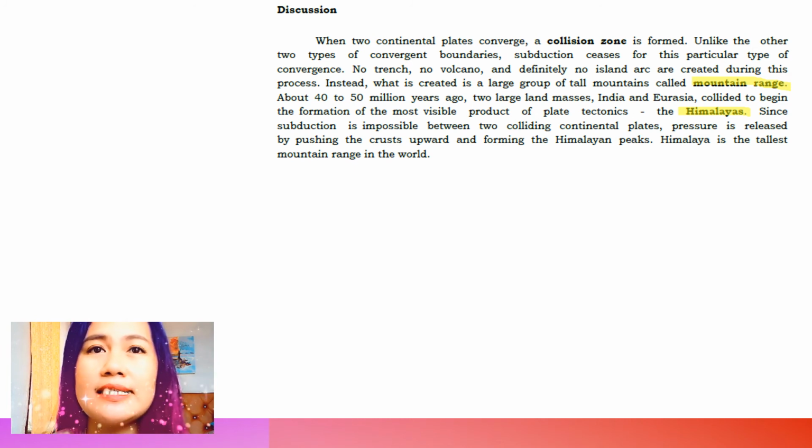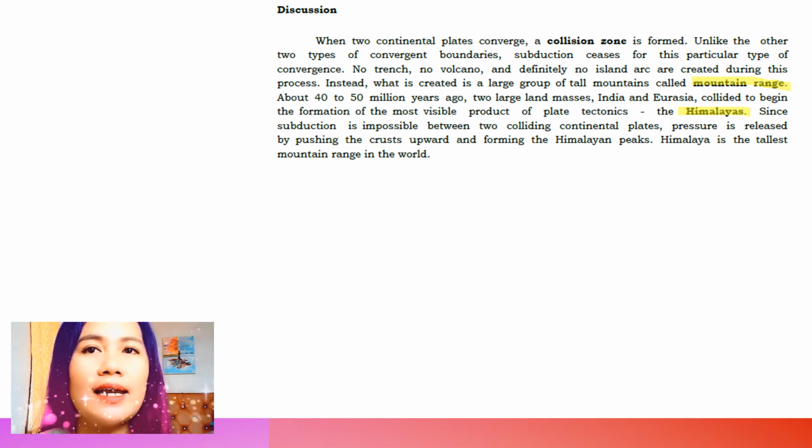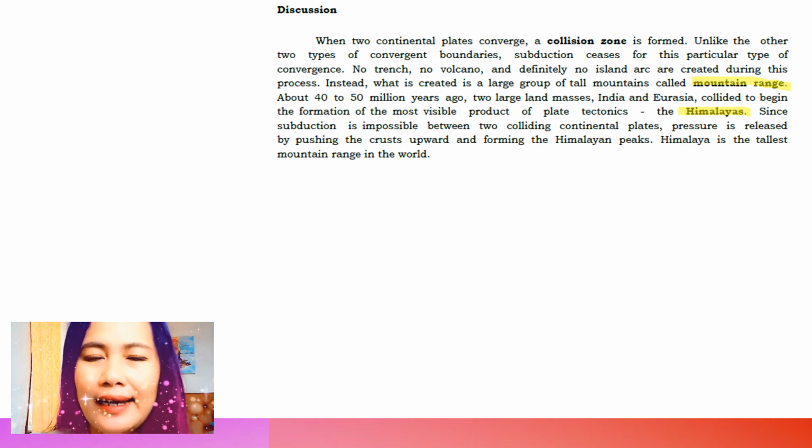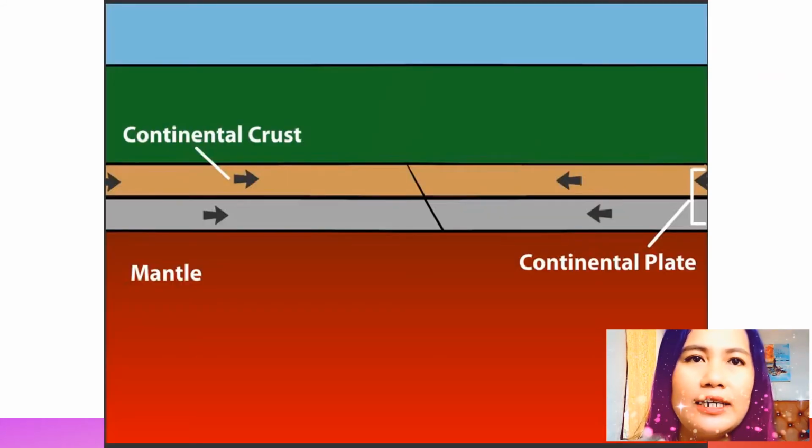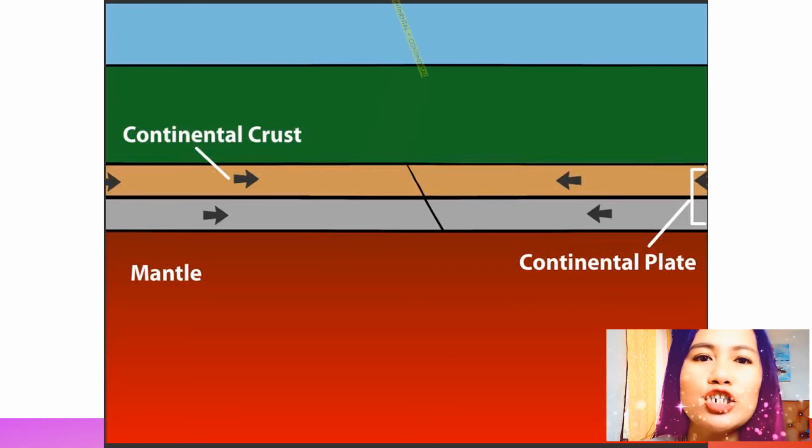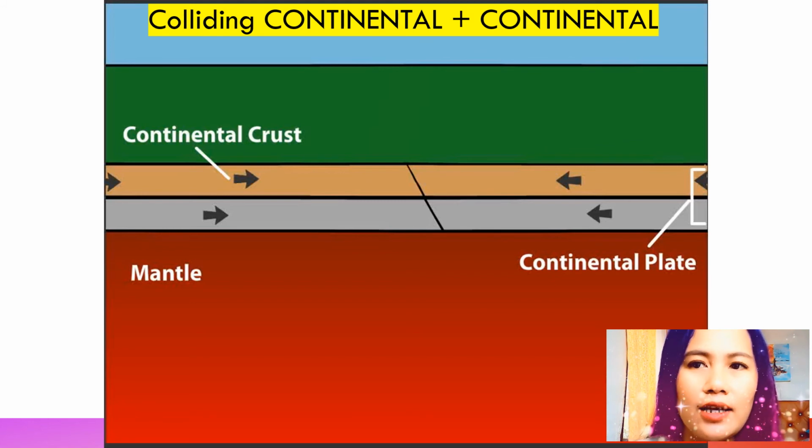Since subduction is impossible between two colliding continental plates, pressure is released by pushing the crust upward and forming the Himalayan peaks. Himalaya is the tallest mountain range in the world. Again, Mount Everest is just one mountain in the Himalayas. It is the tallest mountain of them all. This is a video showing the formation of mountain range between the convergence of continental and another continental plate.